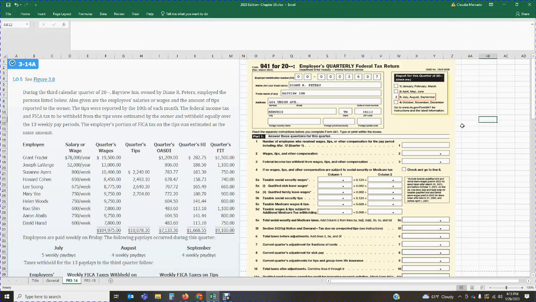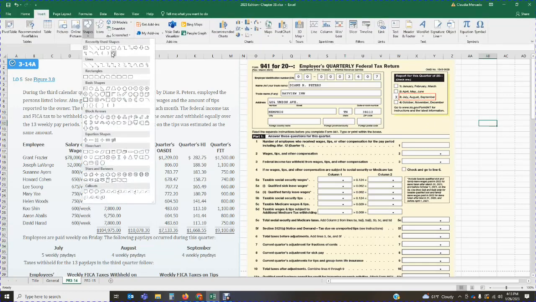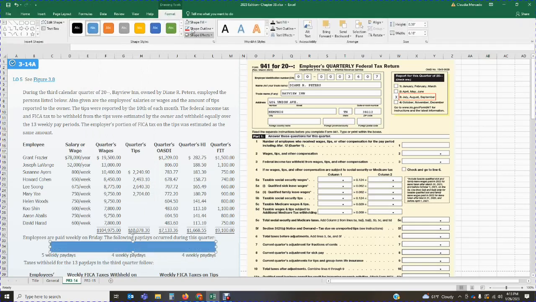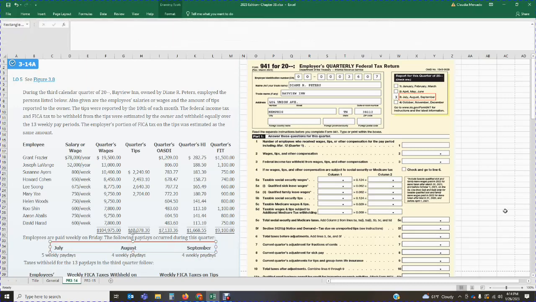Okay, so we need to select that third option because it's for the third quarter. It just depends what months we're dealing with. If you see here, we are dealing with July, August, and September. That is why I am selecting the third quarter. So it depends on the information being provided in the problem.